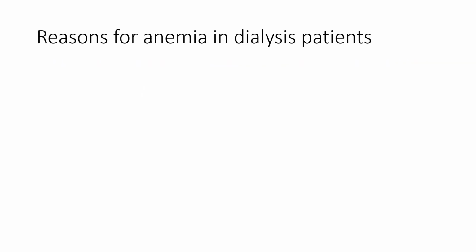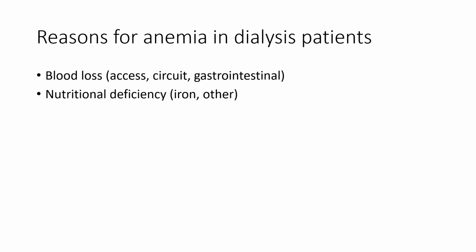There are lots of reasons why dialysis patients are often anemic. There's blood loss, can either be from their fistula or if there's clotting in their circuit. GI bleeding is really common in dialysis patients. Menstrual bleeding, as in this case, can contribute. A lot of dialysis patients also develop nutritional deficiency, either iron or other vitamin deficiencies such as B12 or folic acid.